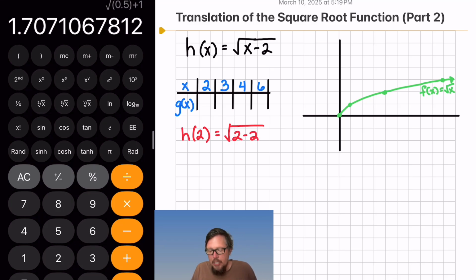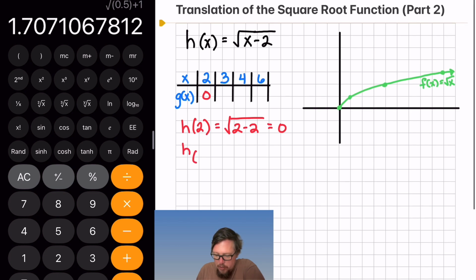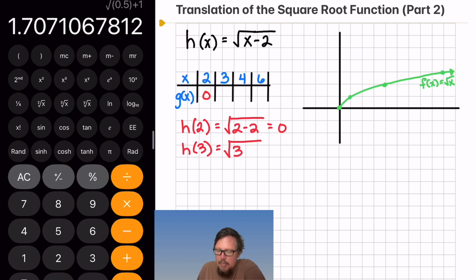You'll see whenever we plug in 2, we have the square root of 2 minus 2, which is 0. If we had used the next value lower than 2, we would have the square root of a negative, which is an imaginary number. So we can't actually go lower than 2, and that's going to give us a little hint at what we can expect from the domain here in a little bit. So next we've got an x value of 3. 3 minus 2 is 1, and the square root of 1 is 1. So our next point is 3, 1.